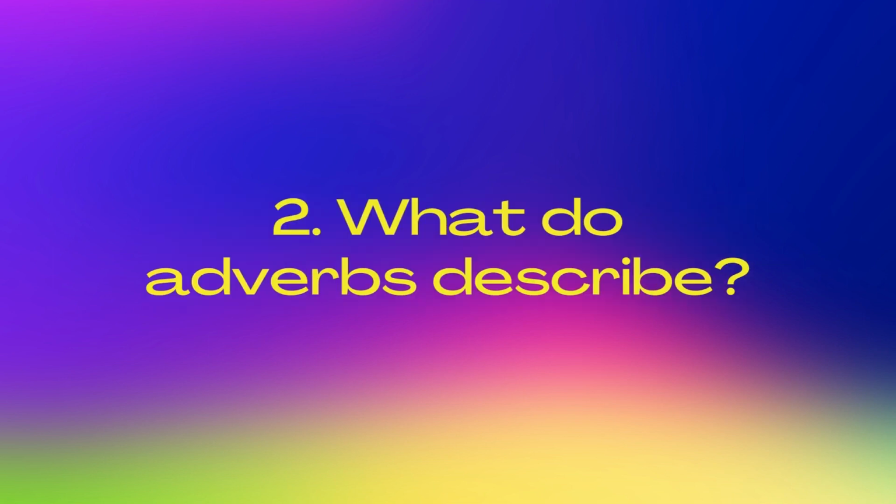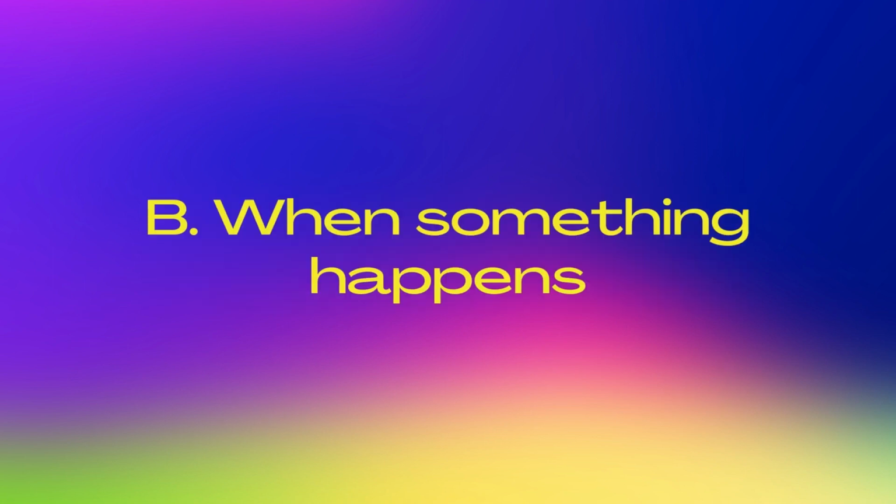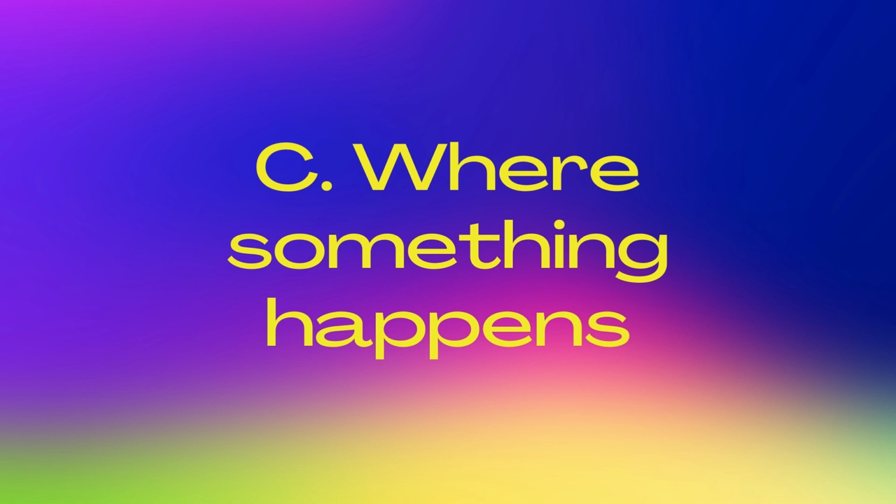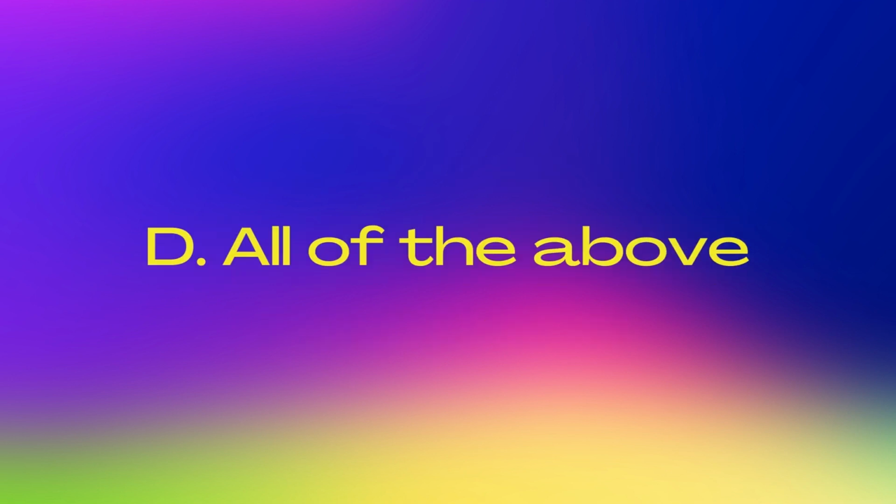Number 2. What do adverbs describe? A. How something is done. B. When something happens. C. Where something happens. D. All of the above.